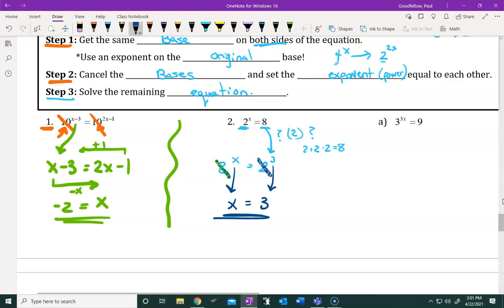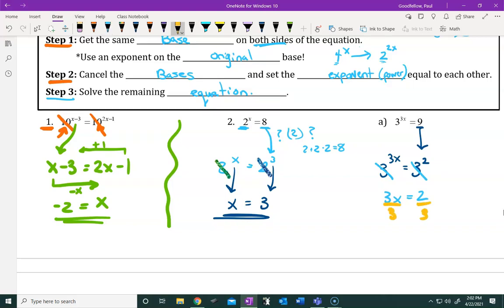Okay, so your goal here is to get those bases to match. More than anything else, you should match those guys up. And really think about things that you already know make powers, like 9s. As soon as you see that 9, you're like, oh, that's a 3 to the second power concept. And then I've got 3 to the 3x, and I can instantly cancel the bases. 3x is equal to 2, and now I need to divide that 3 off on each side, and I'd get x is equal to 2/3.